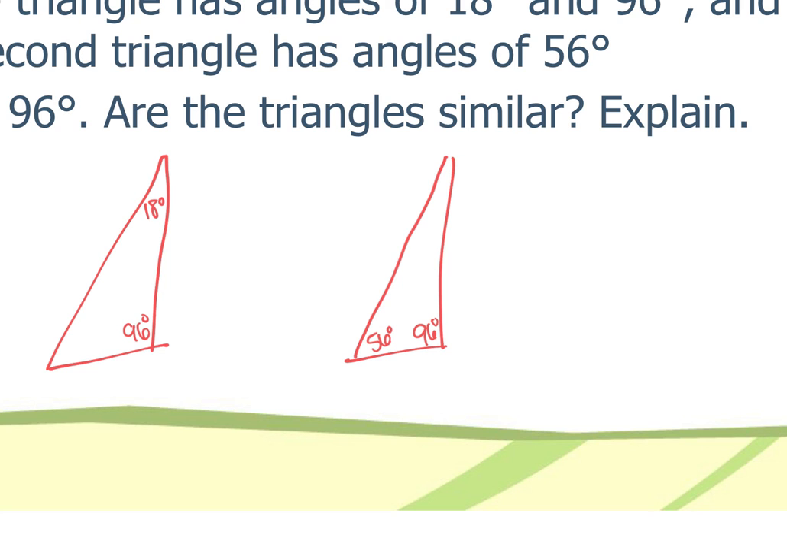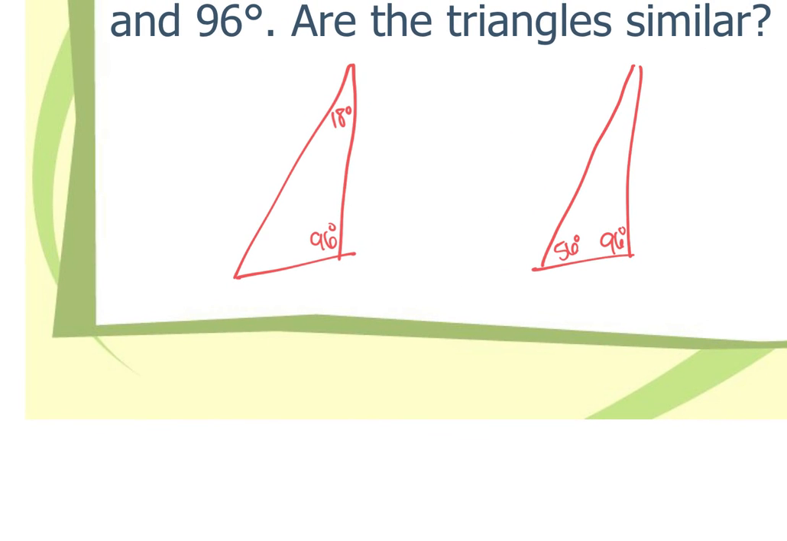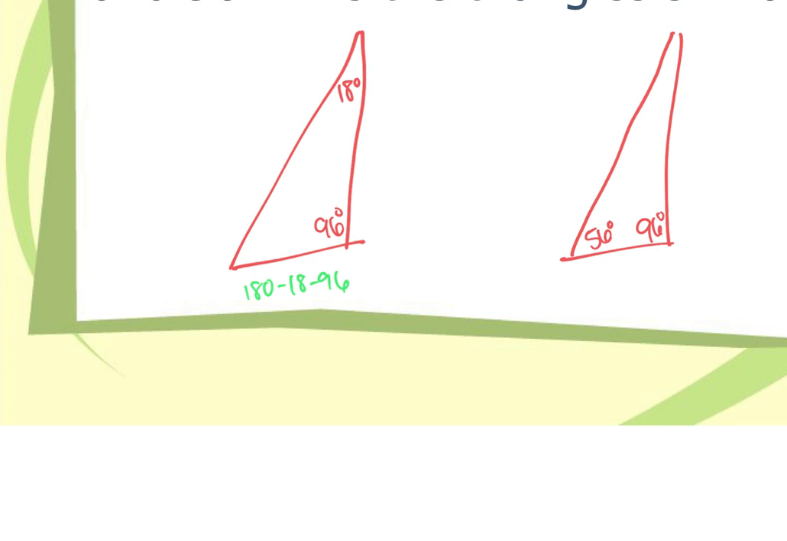Oh, add them together and then subtract from 180. Good. So we're going to do 180 minus both of the other angles. So it would be 180 minus 18 minus 96. Does it matter where you put the angles? No. Okay. 180 minus 18 minus 96. Someone help me out with that. I think it's 66. No, you're not using a calculator.